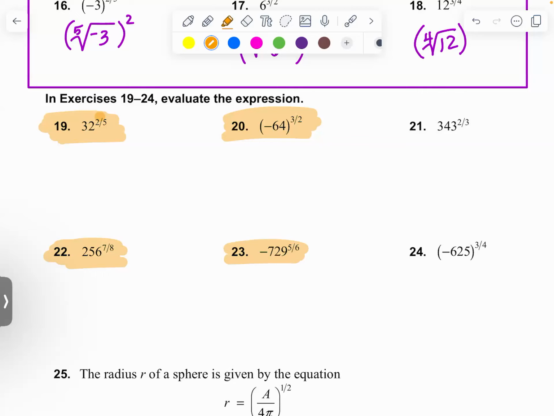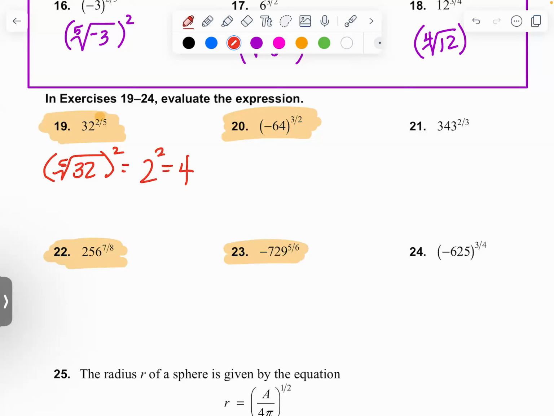All right. Brooks, 32 to the 2/5. What'd you get for that? And what does it equal? That's what I asked you to do. Okay, so the 5th root of 32 is 2, and then squared would give us 4.